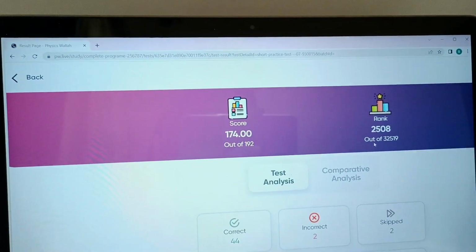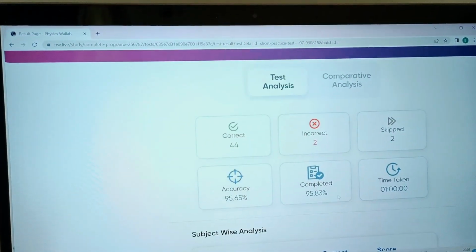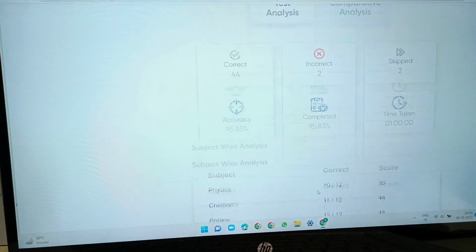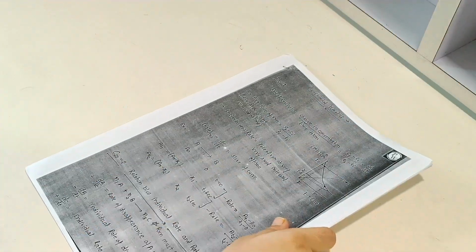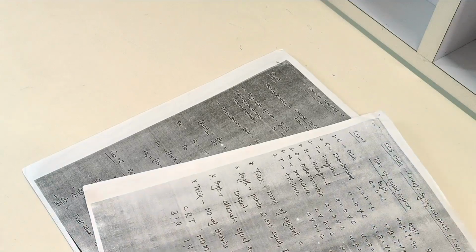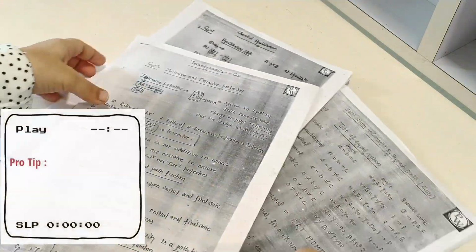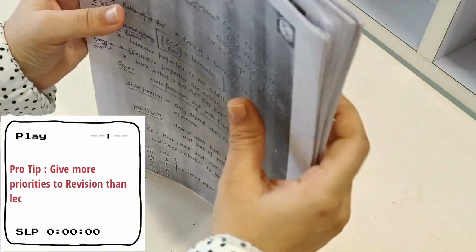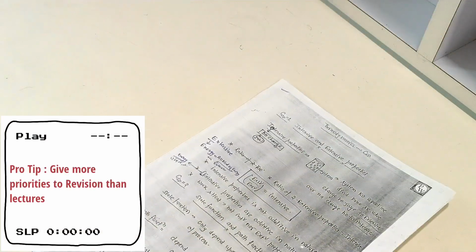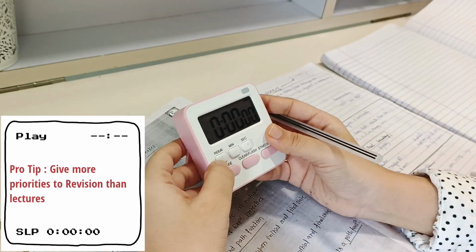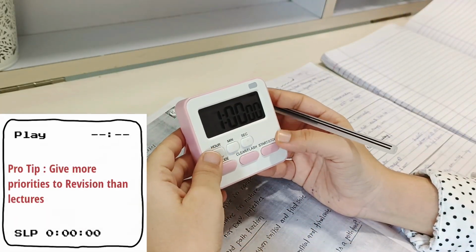Many of you will comment down that you don't get time to revise anything, and it is very common. This happens with everyone. Even I don't get time to revise anything because of my lectures. So I have decided that if the lectures are going very lengthy, instead of doing 3 lectures, I will do only 2 lectures and definitely give time for my revision.